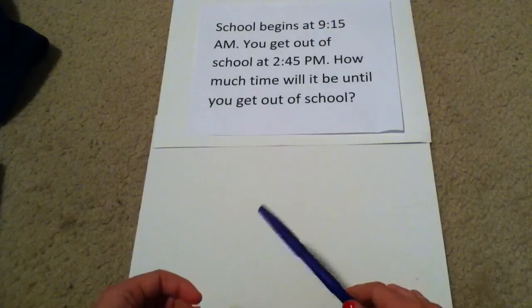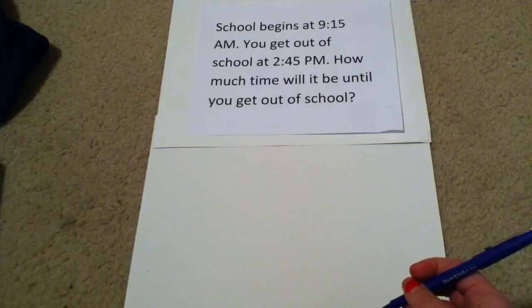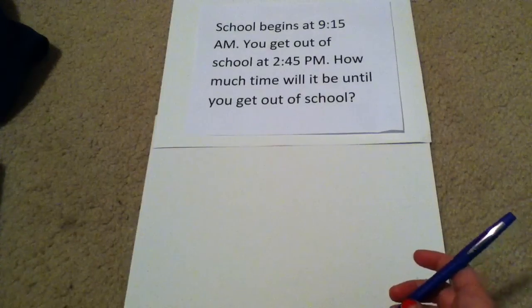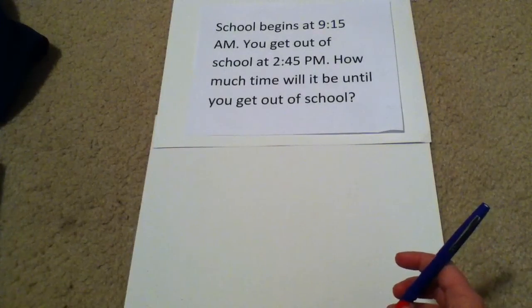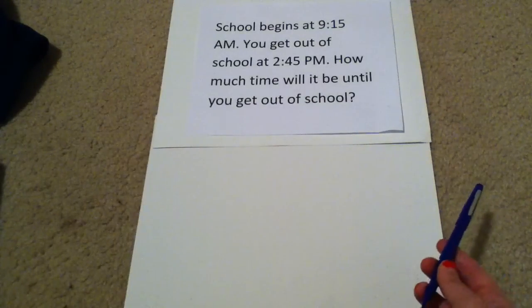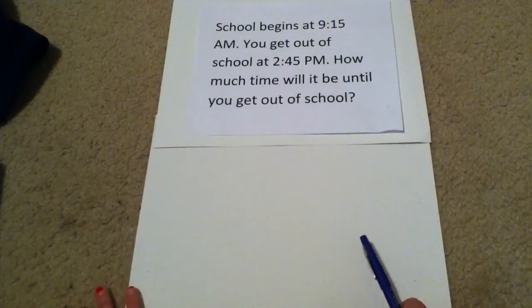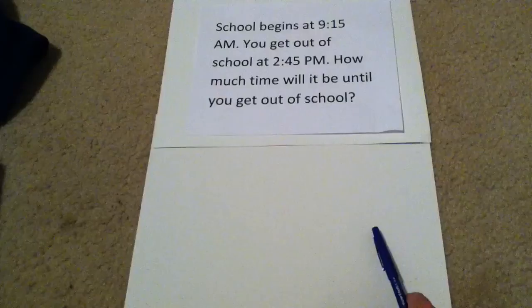Our problem asks, school begins at 9:15 a.m. You get out of school at 2:45 p.m. How much time will it be until you get out of school? In this problem, we are given a start time and an end time. We are asked to find the elapsed time. To solve this problem, we need to find the duration of time from the start time to the end time. This amount of time will give us the unknown elapsed time.